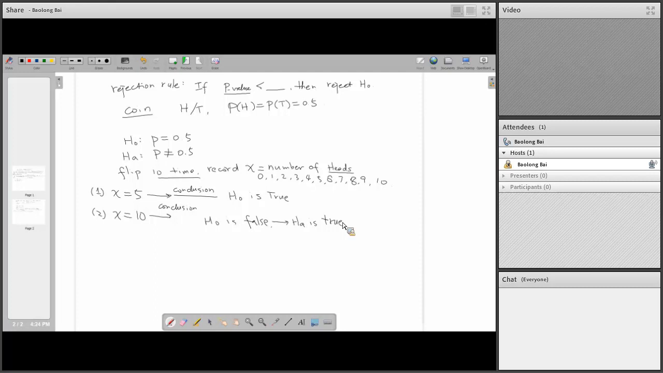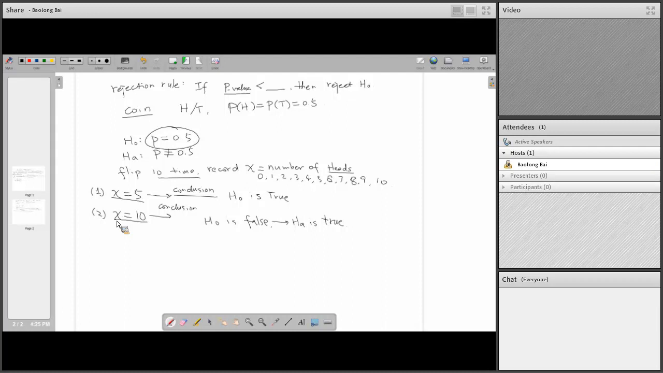The p-value is defined as: if you assume the null hypothesis is true, if you assume the coin is fair, then how likely are you able to observe an outcome as extreme or more extreme than the outcome you actually observed? If the coin is fair, you're more likely to observe that X equals 5, right? So that probability is big. That's why you believe the coin is fair, the null is true.